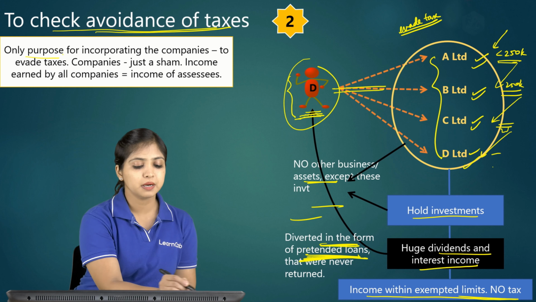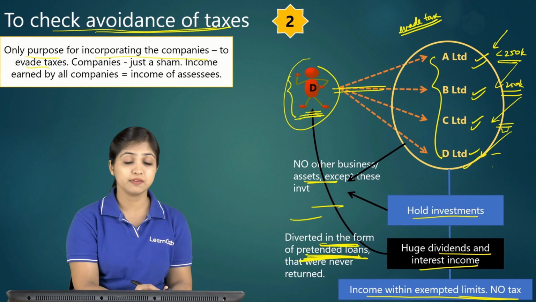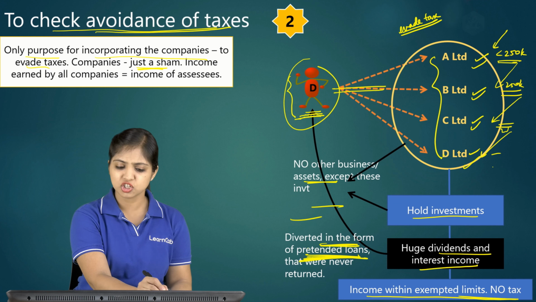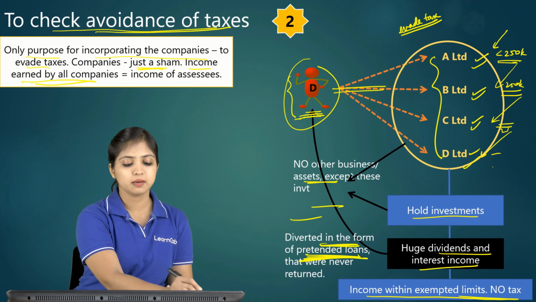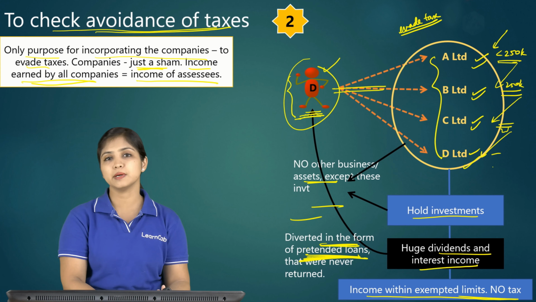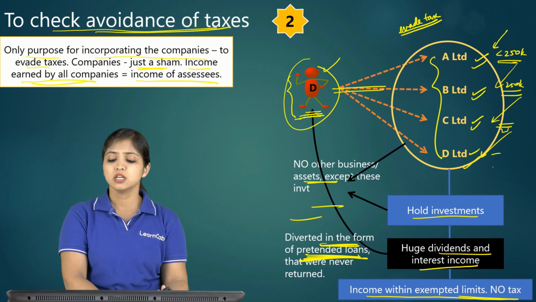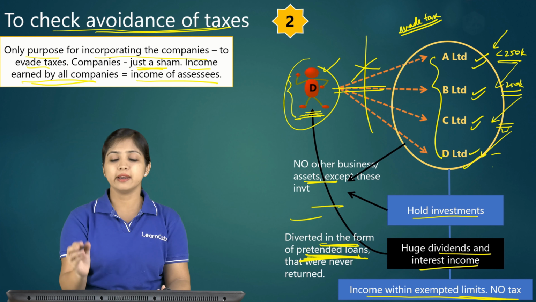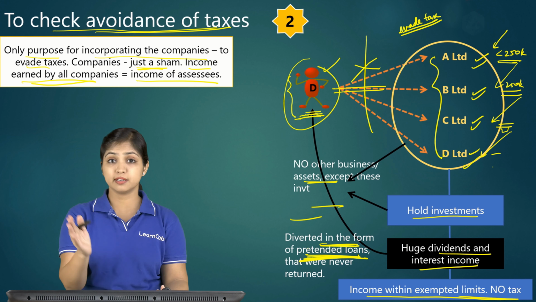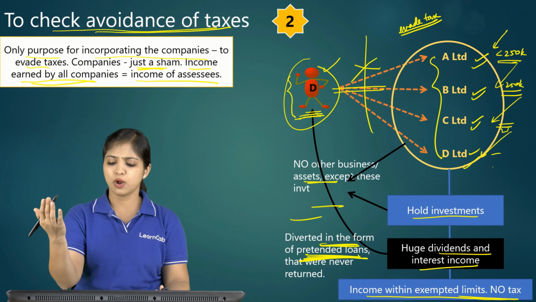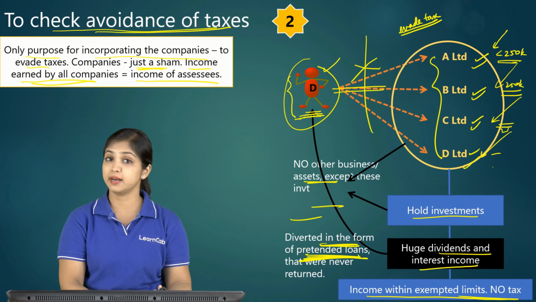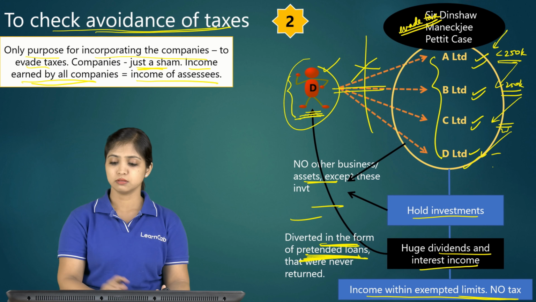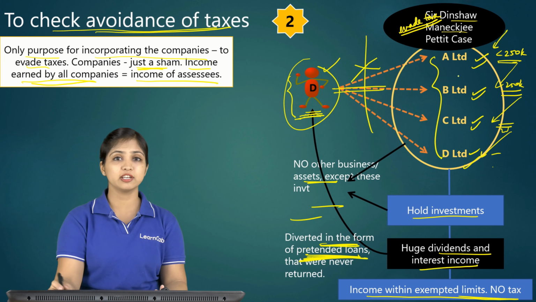Alright, the only purpose for incorporating the company was to evade taxes. Companies were just a sham. Income earned by all companies will be treated as if it is income earned by Red. So the veil was lifted and the companies and the shareholder were treated as one and the same person. So as if the entire income was earned by Red, he was asked to pay tax. This was held in the Sardin Shah Manekji case.